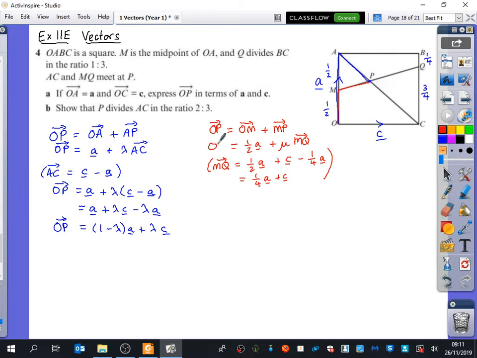So I'm now going to come back to the line that I had before, now that I know what MQ is, and I'm going to work it out. So I get that OP is a half A plus mu lots of a quarter A plus C.